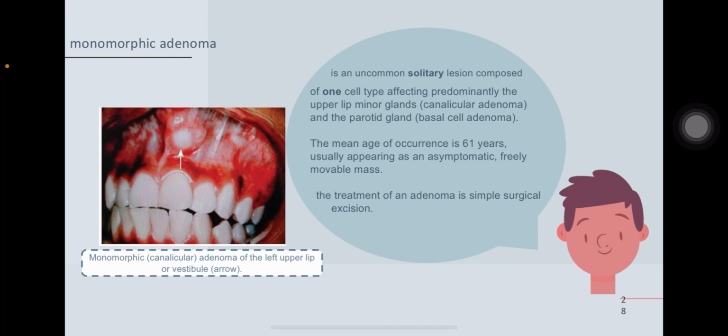On the histopathological examination, we'll see an encapsulated lesion composed of only one type of cells. And the treatment of adenoma is a simple surgical excision. This is a canalicular adenoma in the upper lip.